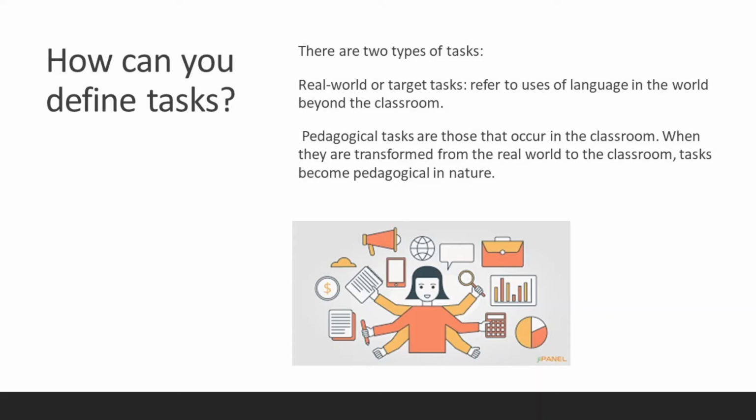How can you define tasks? There are two types of tasks: real-world or target tasks refer to uses of language in the world beyond the classroom. Pedagogical tasks are those that occur in the classroom. When they are transformed from the real world to the classroom, tasks become pedagogical in nature.